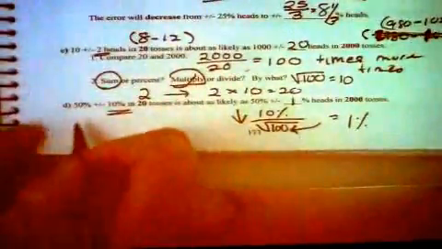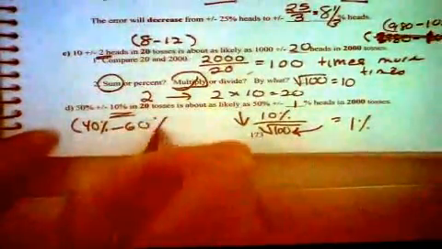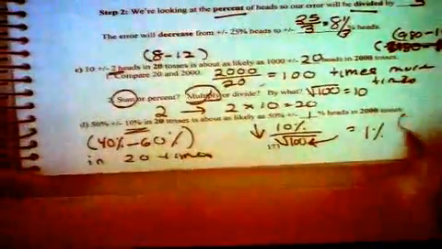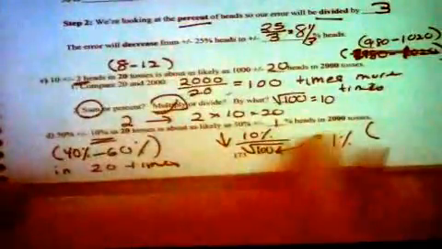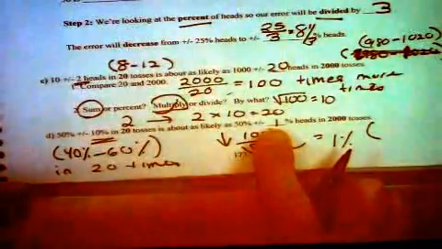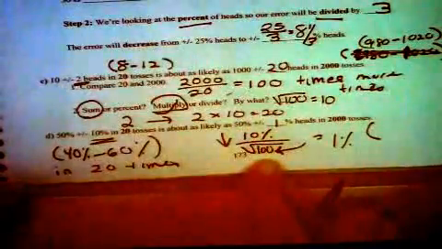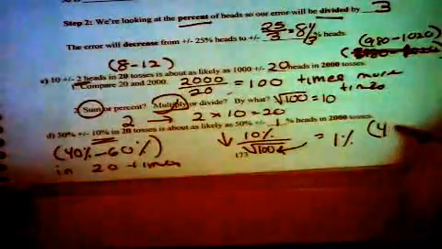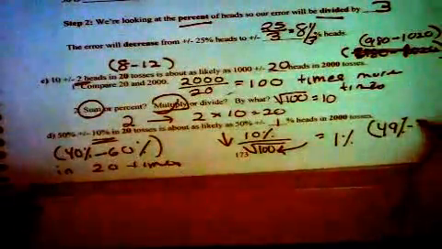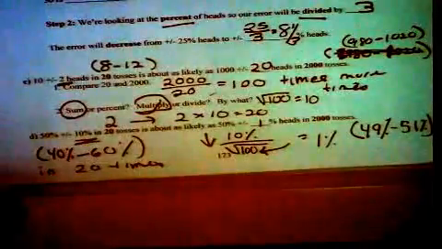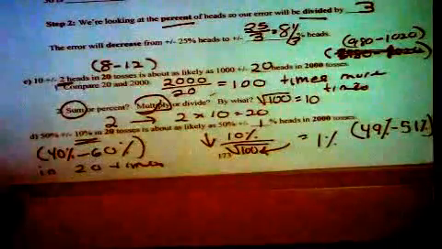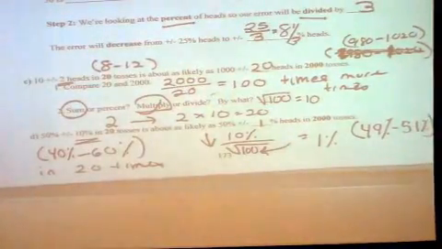In other words, 40% to 60% in 20 tosses is equally likely to what, in 2,000 tosses? And did I do that wrong? I did that right. It's equally likely to 49% to what? 51%. Does that make sense to everybody? Probably not right away, but it will take a while.